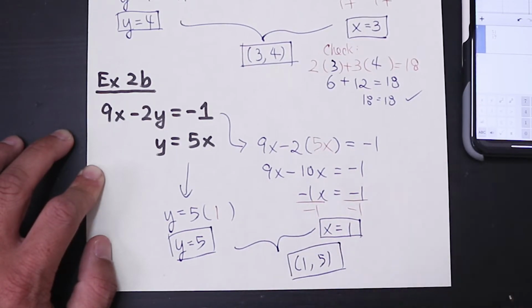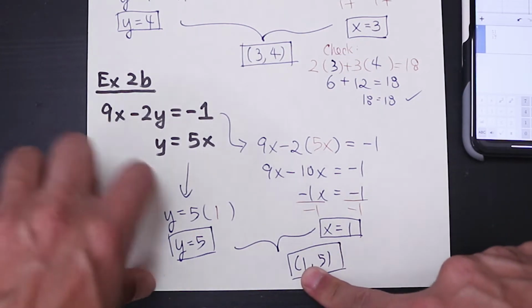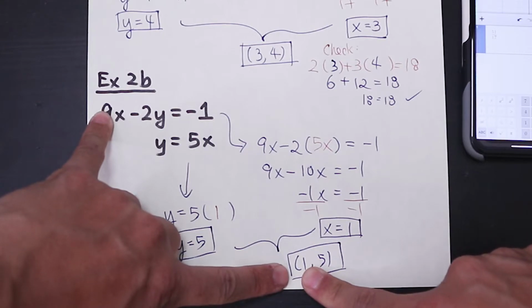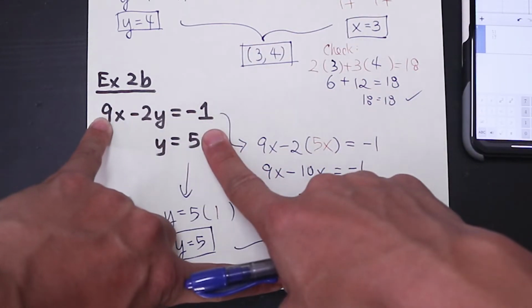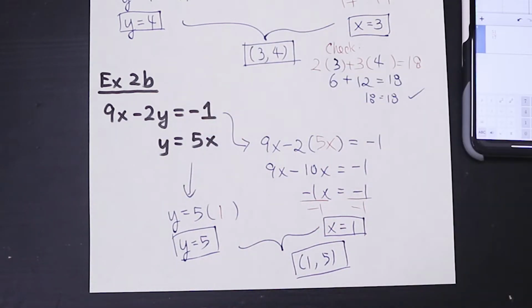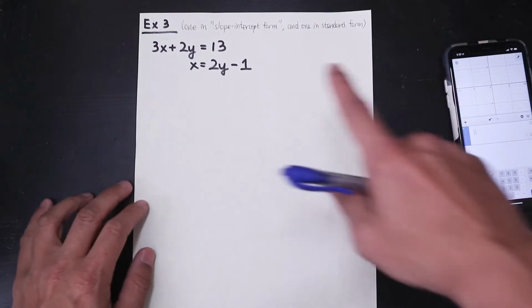Okay, and again, to simply check whether it's correct, you plug in x with 1, that's a 9 right there, and then 2 times 5 is 10, so 9 minus 10, you do get negative 1, and everything checks out. Now, the last example I want to show you is example 3.